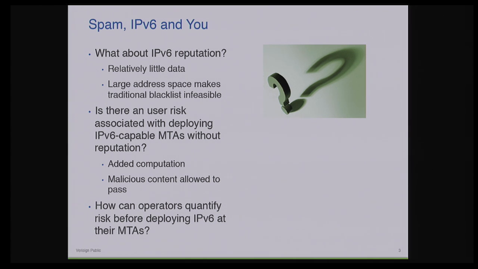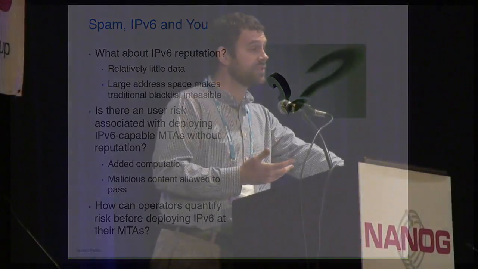There may be folks out there that are concerned with deploying IPv6, for example, at their MTAs because of the risk of not having this type of protection or filtering at your MTAs. So the question is, is there a user risk associated with deploying IPv6 capable MTAs without reputation? And then I've kind of mentioned these before. There's potentially added computation, and then of course the allowance of adding malicious content that would have otherwise been stopped through your typical IPv4 blacklisting techniques.